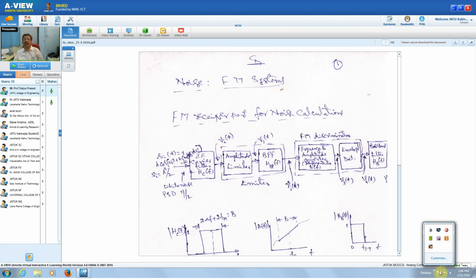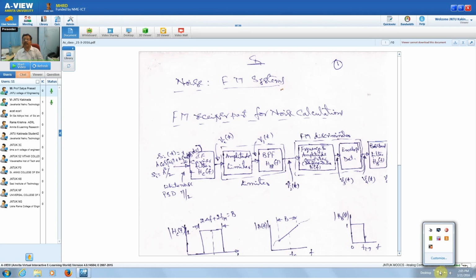After that, we use a band pass filter to get back the signal with the frequency variation according to the baseband signal. Then we have the FM discriminator, wherein we have a frequency to amplitude converter, which is basically a differentiator, and then the envelope detector. Combined, these two blocks of frequency to amplitude converter and envelope detector form our frequency modulated discriminator.